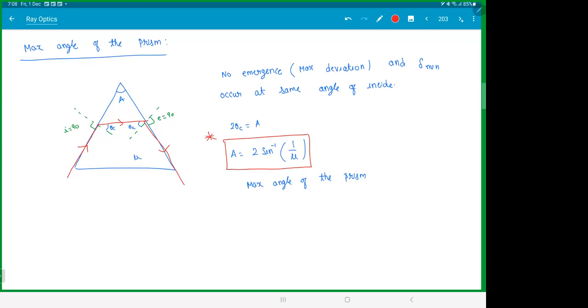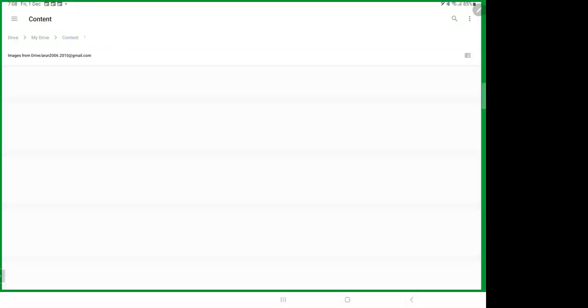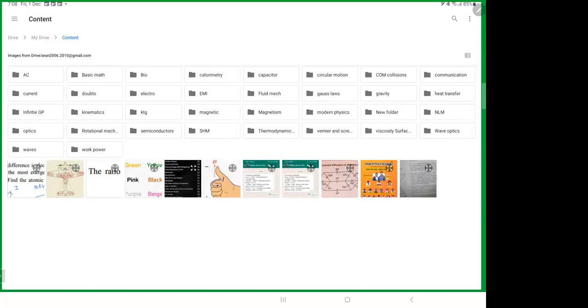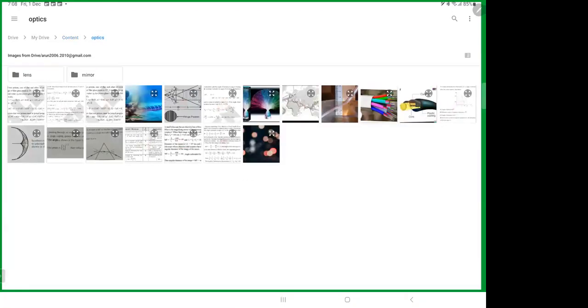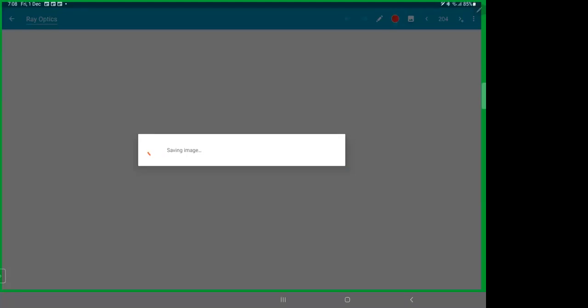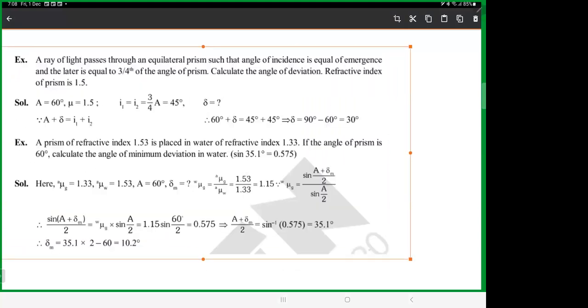Clear? Let's see some questions. Questions will be pretty straightforward, some formula-based questions. Let me show you some examples. Just have a look at these examples.